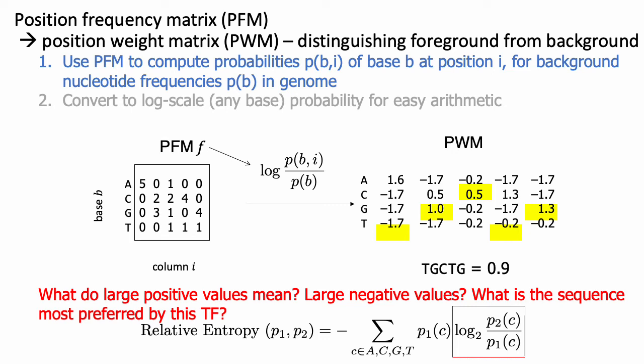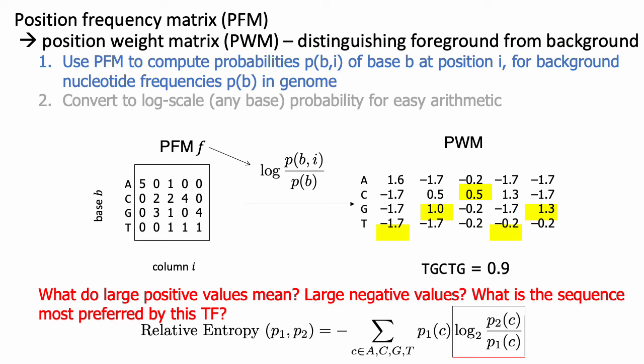And so the goal of a PWM is to be able to look at a short DNA sequence of the same length as the transcription factor binding site. And the goal of the PWM is to basically score that sequence for how likely it is to be bound by your TF of interest. So big positive scores correspond to high likelihood of TF binding that sequence, and small numbers mean that TF is less likely to bind that particular sequence.